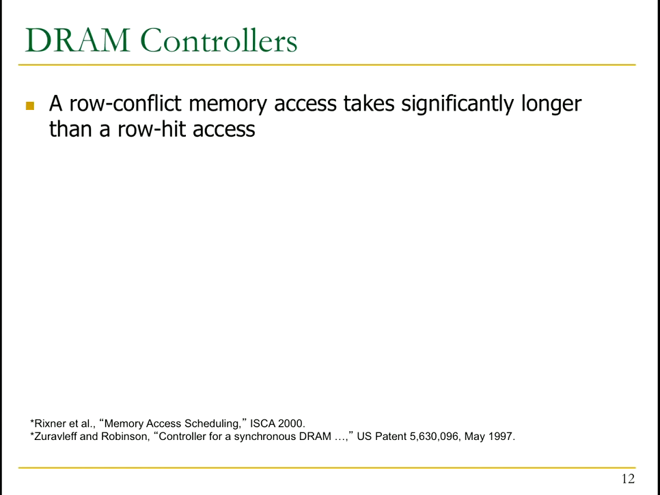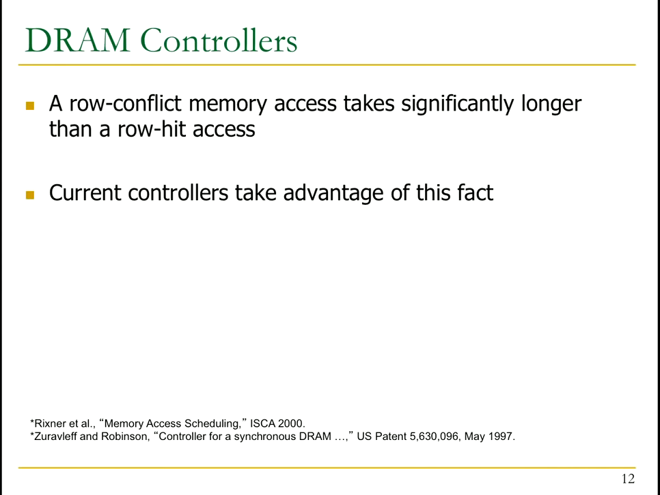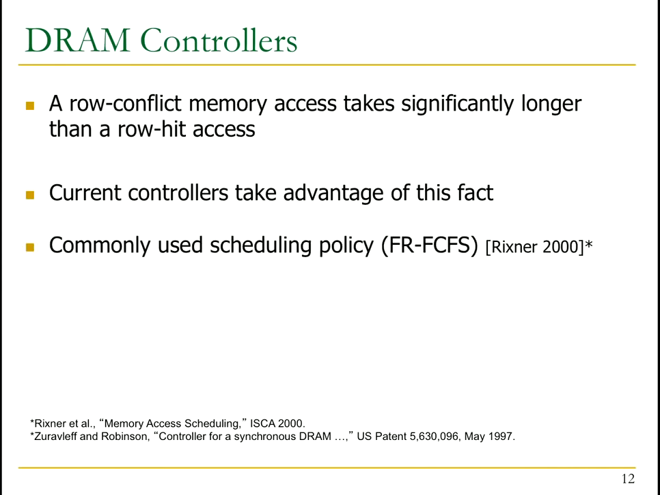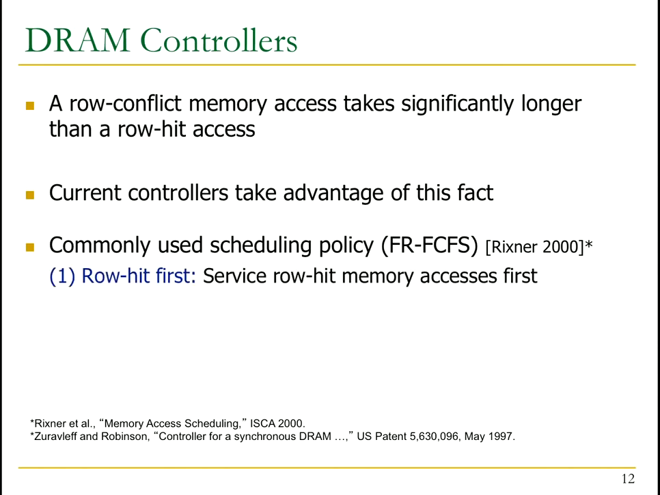So basically, a row conflict memory access takes significantly longer than a row hit access. And current controllers, as I just said, take advantage of this fact. This is a very commonly used scheduling policy. It's actually older than this 2000 paper. It's called FRFCFS. You don't need to worry about the acronyms here. But basically, they prioritize row hit memory accesses first. If an access is to a location that's already in the row buffer, it's prioritized immediately.